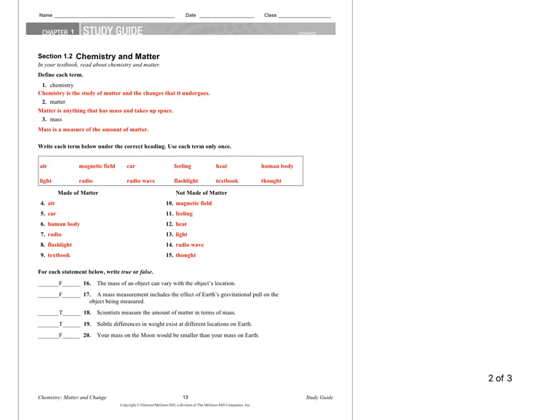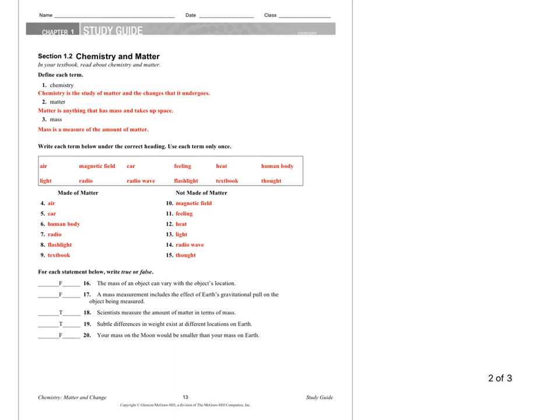The first three were just some definitions. Shouldn't have been any problem. Chemistry: the study of matter and the changes it undergoes. Matter is anything that has mass and takes up space. Mass is a measure of the amount of matter. Three very key definitions you need to know.